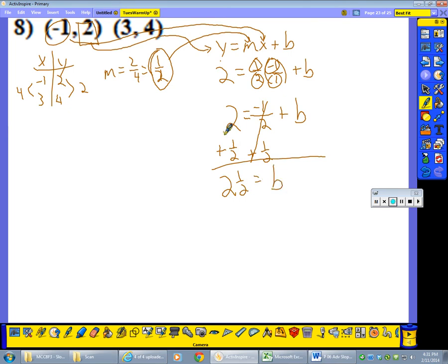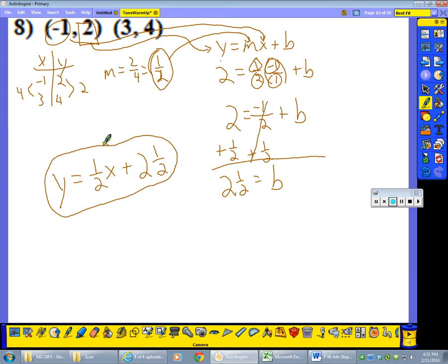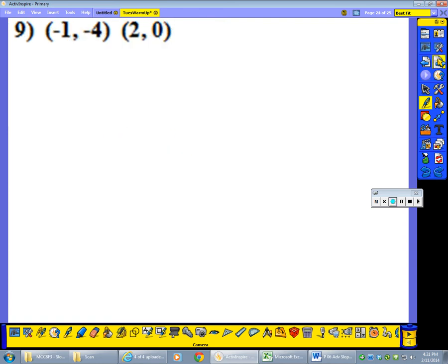And you can kind of think of money. If I have $2 and I add $0.50, I now have $2.50. So my final equation is going to look like this: y equals my slope, which is 1/2, x plus 2 and 1/2. That's my equation for number 8.